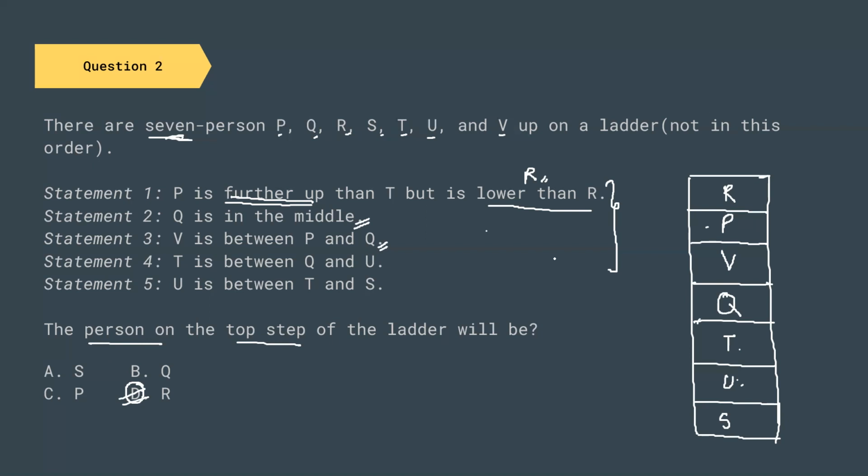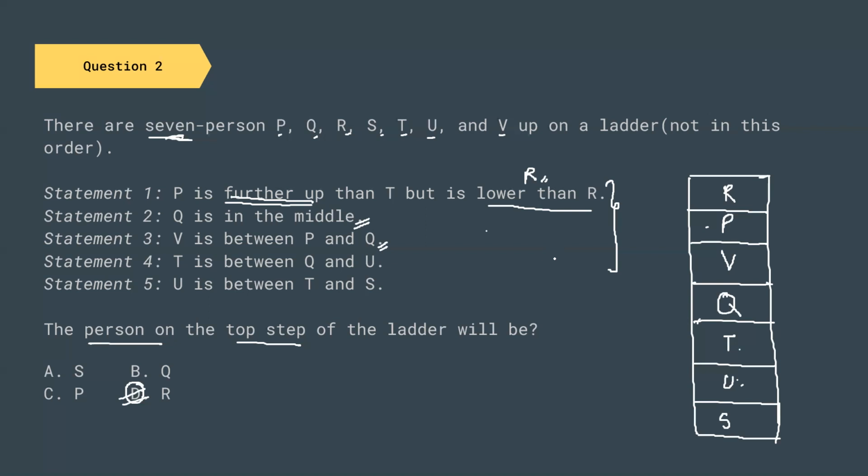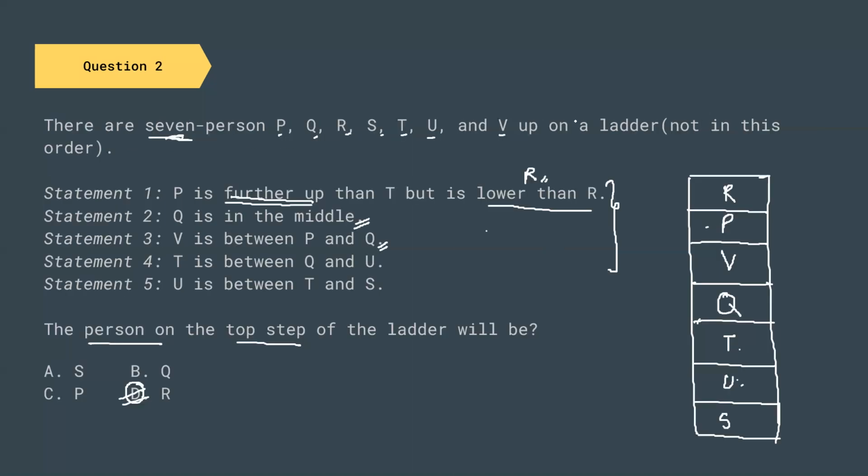Now that we are done with this, this was an arrangement question where we arranged particular people according to the information given in the question. Similarly, we have another arrangement question based on height. This arrangement question was based on the position on the ladder. This question is based on the arrangement on height. There is one more thing I would like to add: here I have tabularized and given the question in a systematic format.